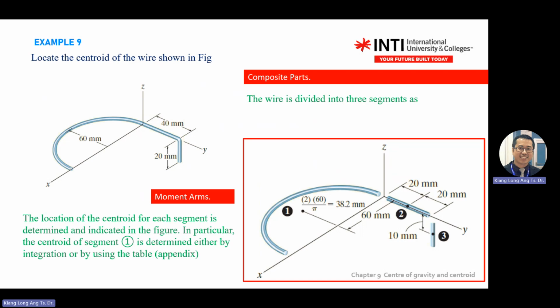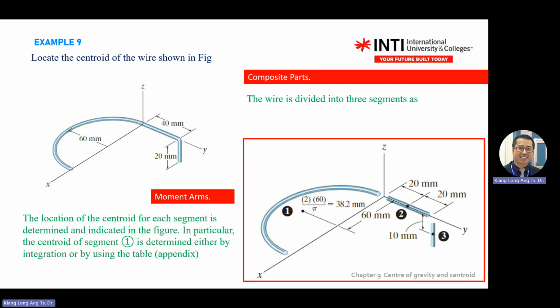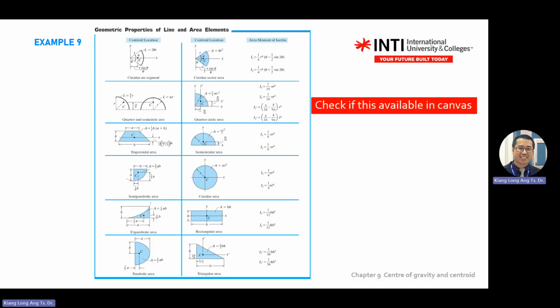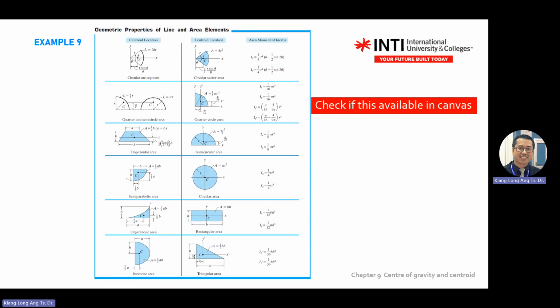Referring to the table, for example this one, 2, where is 60? R is 60. 2R pi. How do you get 2R pi? It's a bit small here, but if you enlarge this one, you get 2R pi.